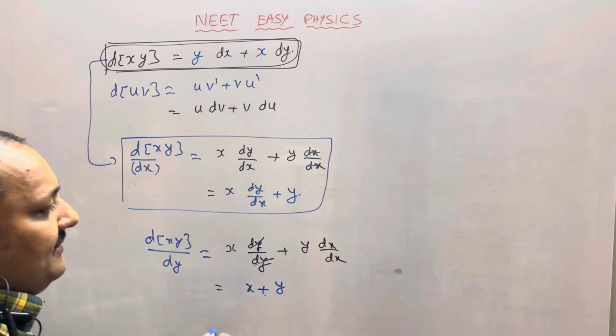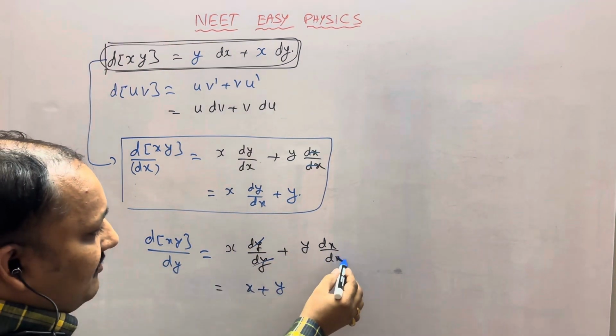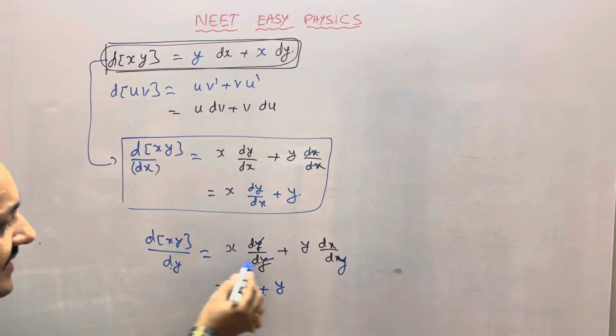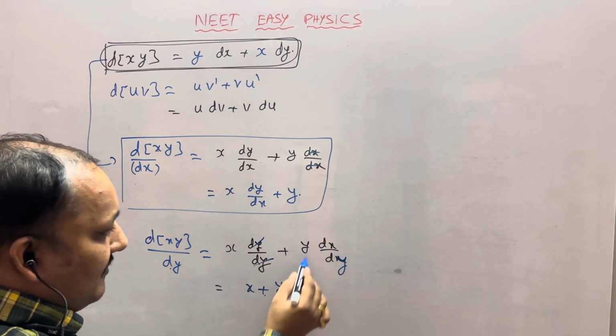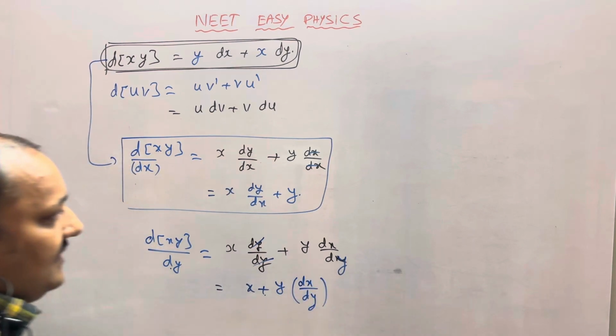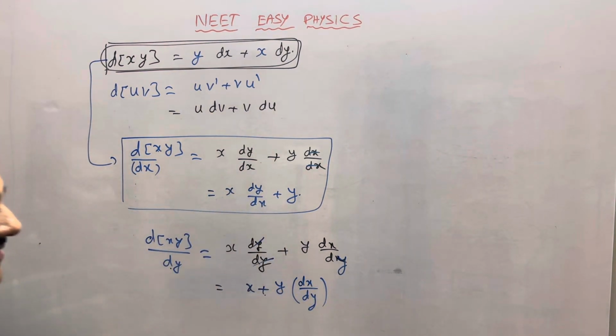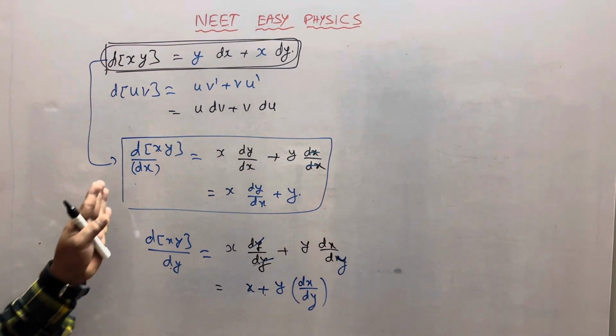x plus y into dx by dy, with respect to y we are doing. See the previous one with respect to x, how it came, and with respect to y, how it comes. Now the derivative of xy.